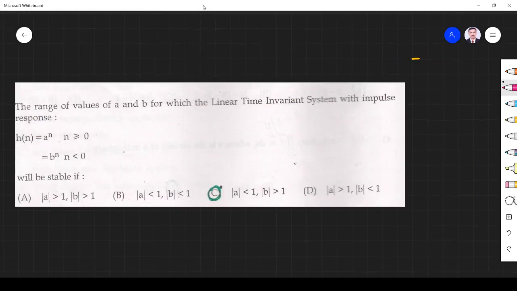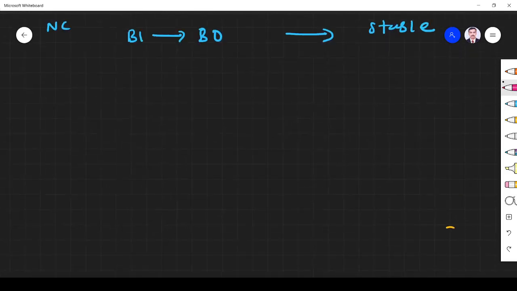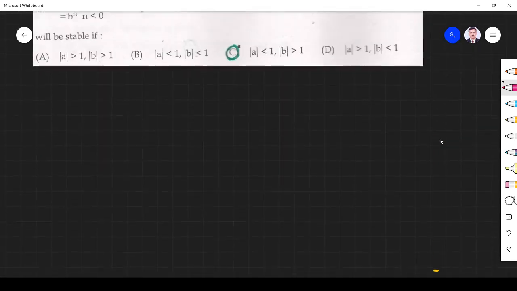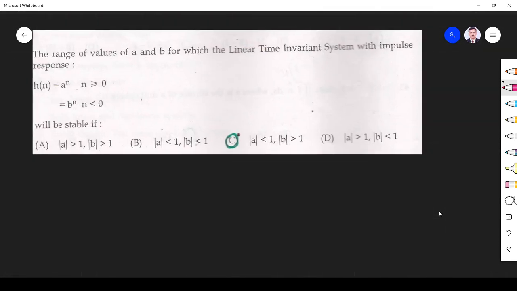Next. Okay. This question is a very good question. Let us see. Find the range of values of a and b for which an LTI system with the given impulse response will be stable. So they have given the impulse response h[n]: a^n when n is greater than or equal to 0, and b^n for the other case.